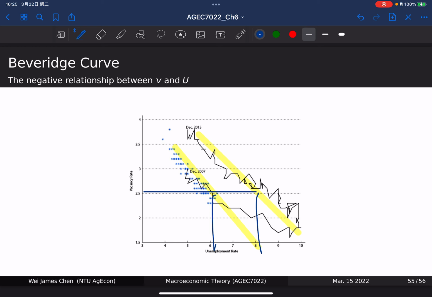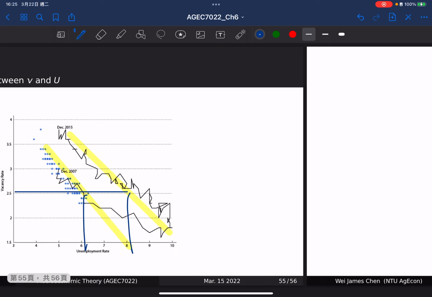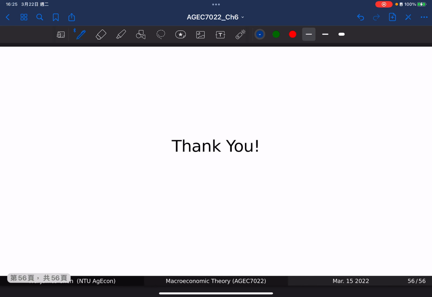Yeah, I'm trying to recall my memory of when I read the textbook, but it might be slightly off here. But bottom line, the key is that our model can explain this shift in the Beveridge curve. And you should be able to operate the same logic here and check the results as well. Okay, so that's it for today.